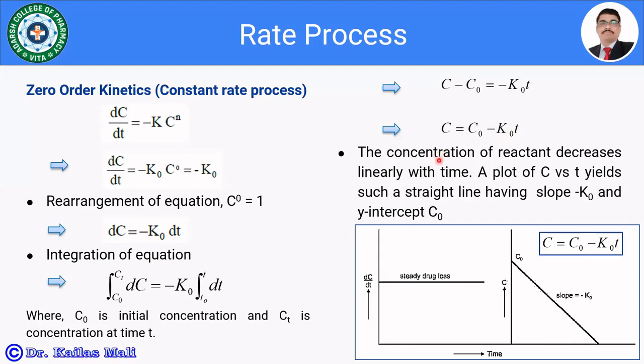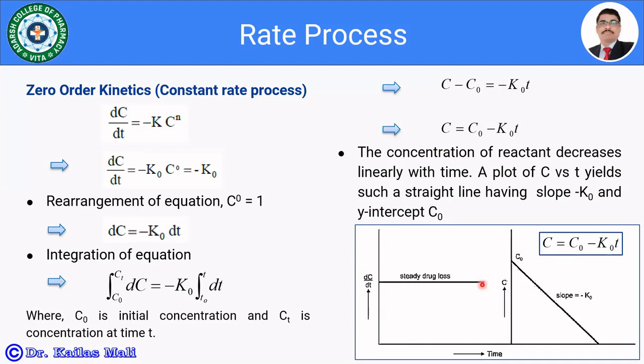The concentration of reactant decreases linearly with time. A plot of C versus T yields a straight line having the slope minus K0, and the y-intercept is C0, that is the initial concentration. So here again, when we plot the graph of dC by dt versus t, we get the steady state drug loss.